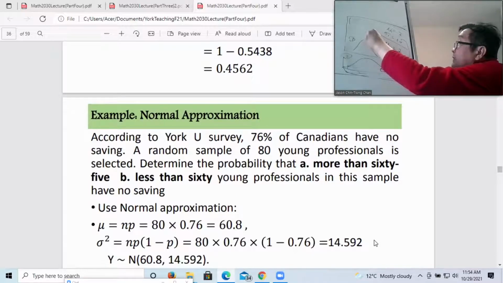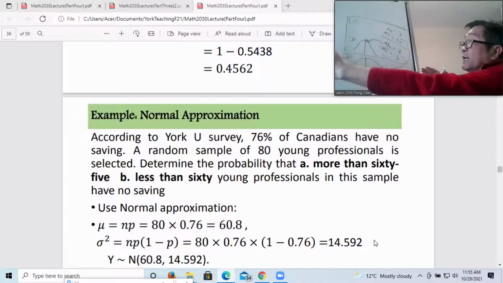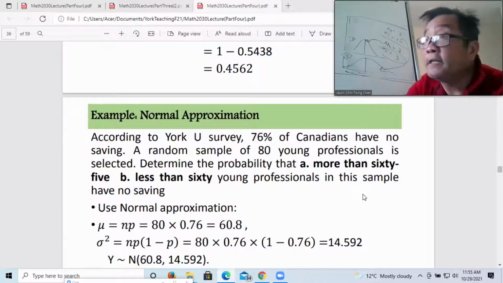Okay. The mean is at the center, for the normal distribution. Yes, the larger the standard deviation, the bigger the spread. Okay, I think I gave you the pictures.